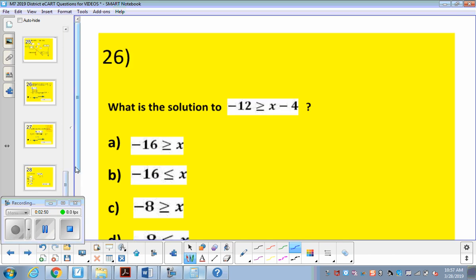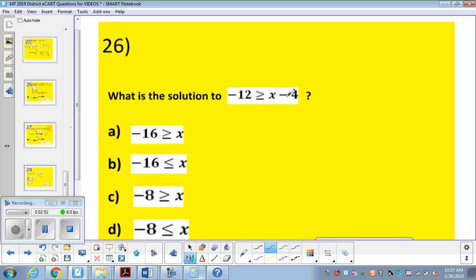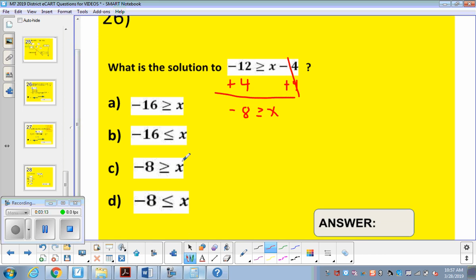And now for number 26, we have a constant. The constant's -4, so we're going to add 4 to both sides. And that cancels out over here. X is going to be less than or equal to, and a -12 plus 4 is a -8. All right, so x is less than or equal to -8. And we can leave the answer with the variable on that side because they're on this side in the answer choices, so we're good to go to pick C.